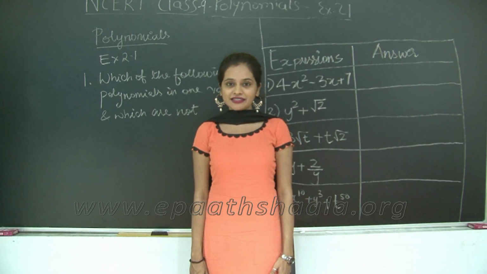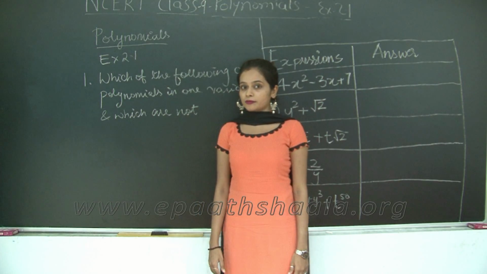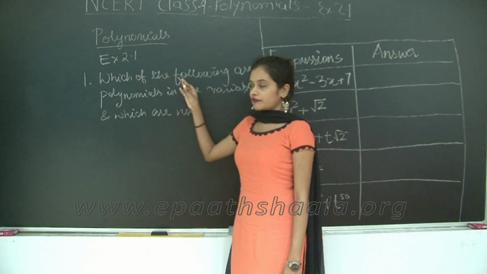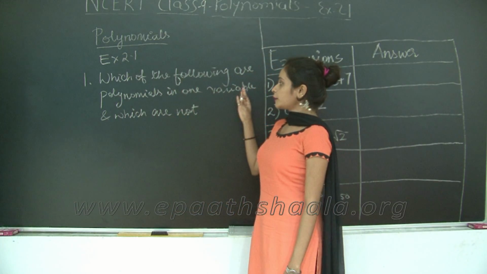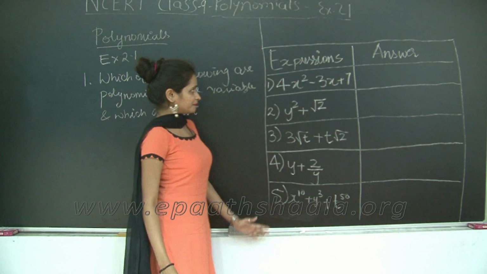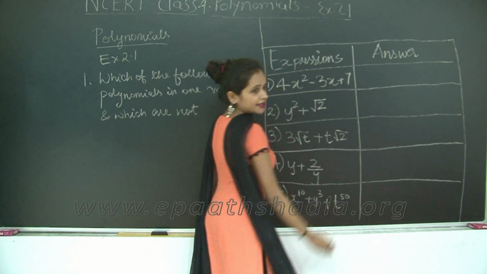Hello students, in our previous class we learned the basics of polynomials. Now let's go ahead and solve certain problems so that we get a clearer picture. So we start with exercise 2.1 of the chapter that states which of the following polynomials are in one variable and which are not. Here are your sums of section 1. These are the expressions and here I will help you with the answers.